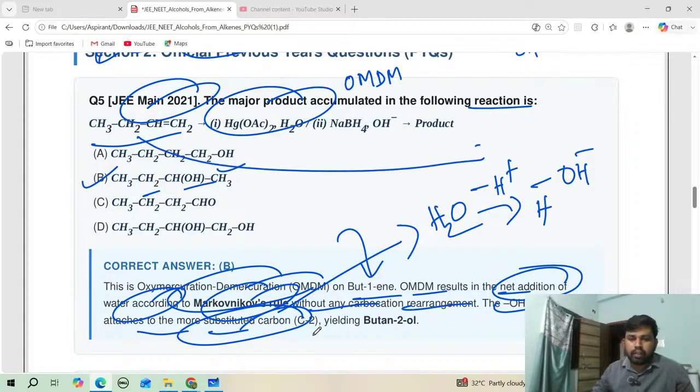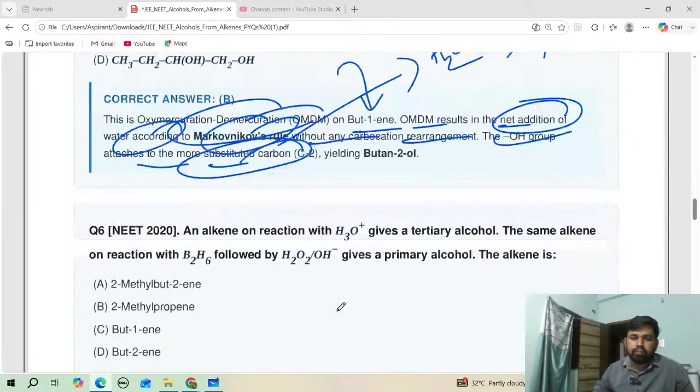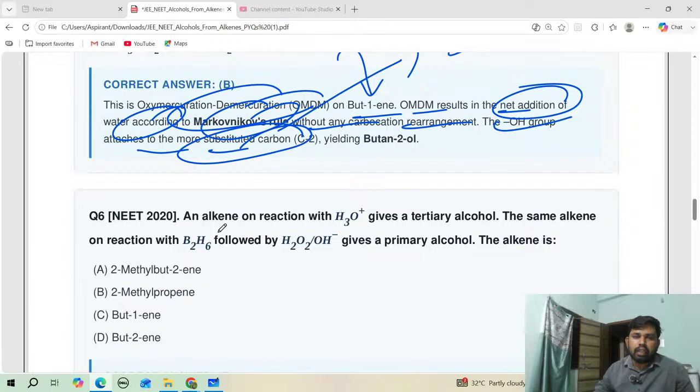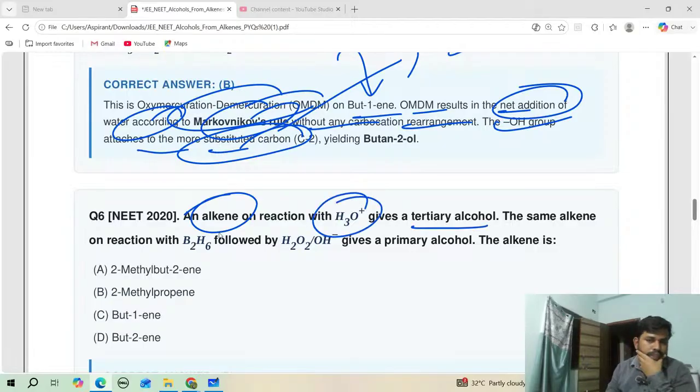Next. See, alkenes reacting with H2SO4, H3O plus, they are saying gives tertiary alcohol. My question is, if you want to form a tertiary alcohol, how many carbons? One carbon, two carbon, three carbon, like this. Okay? And they are saying it is supposed to be like this.